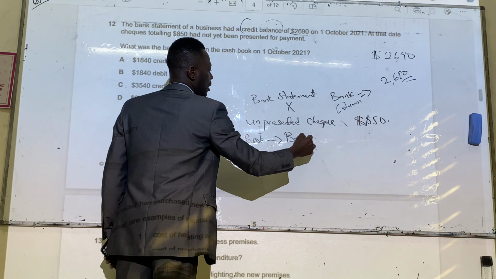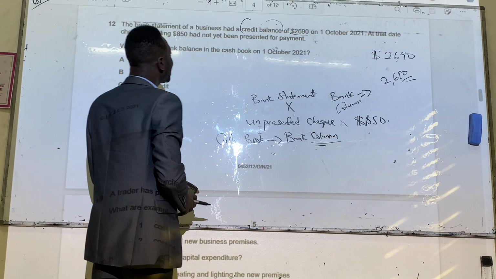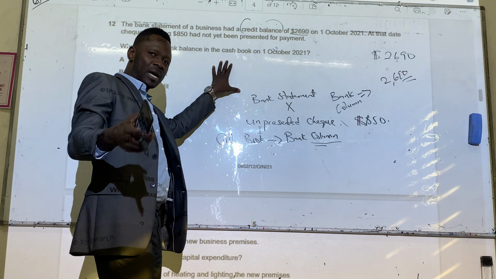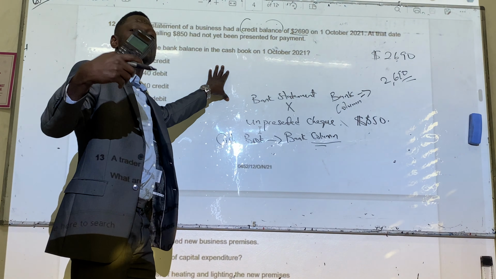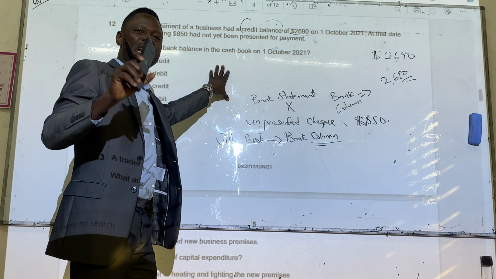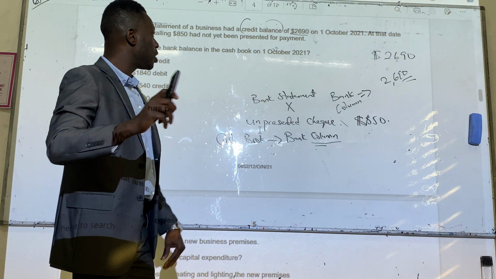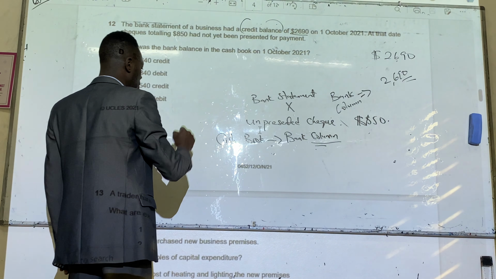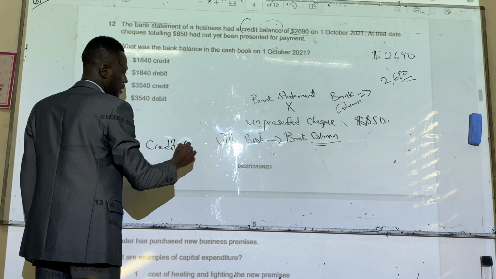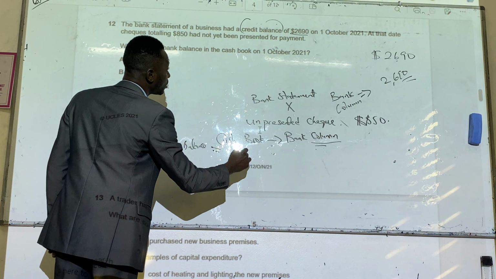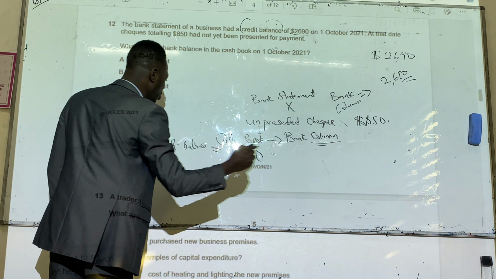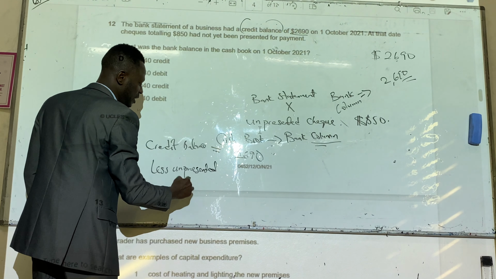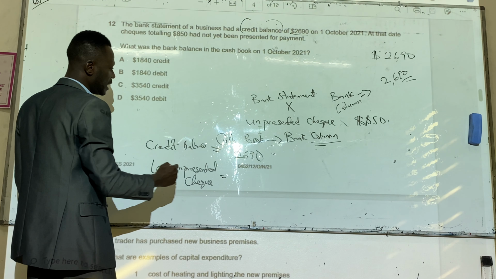the bank column. So, in as much as there's a check that has not yet been presented to the bank, it means you have written the check, the supplier has received the check, but your bank has not yet been debited. So what you do is, your bank column will have 2,690, which is your balance. Then you less the unpresented check, which is amount 850.